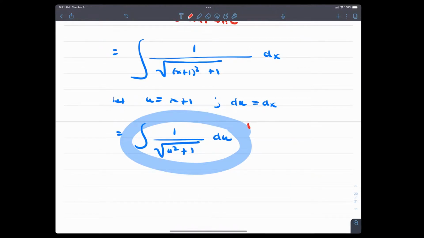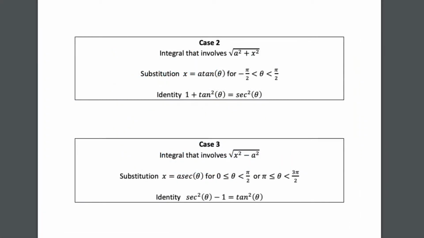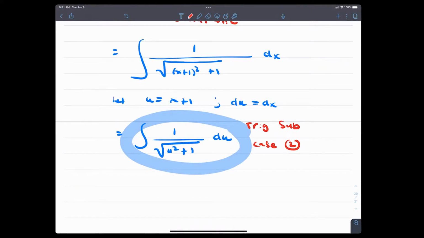What case? This is a trig substitution question, right? What case is that one? Case 1, 2, or 3? I'm looking at it right now. It's right in front of me. Case 2. Yes, it's a case 2 scenario. Yes, you would use case 2. Exactly. Case 2.